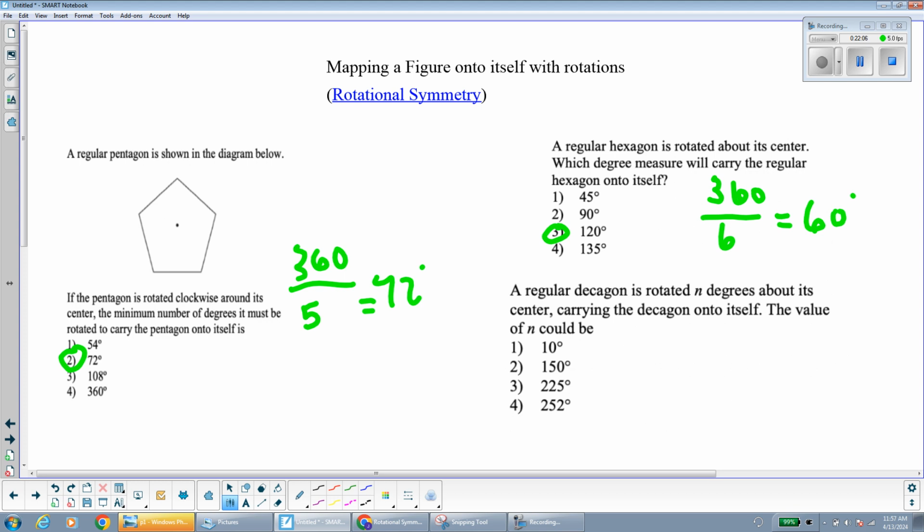And then finally, we have a decagon. A regular decagon is rotated n degrees about its center, carrying the decagon onto itself. And we're looking for the value of n. So same process, a full circle is 360 degrees. A decagon has 10 sides, and that's 36. So what we need to do is go through and see which of these answer choices is a multiple of 36. And it ends up being 252. 252 divided by 36 works out to be a whole number of 7. And that is the answer we're looking for.